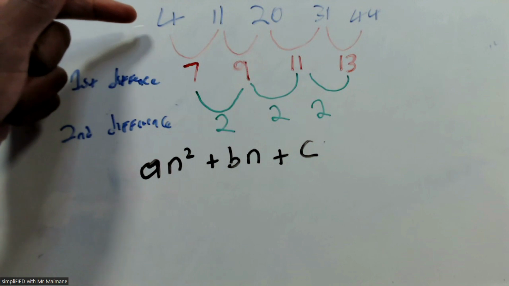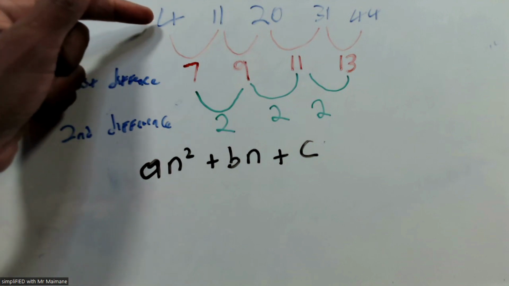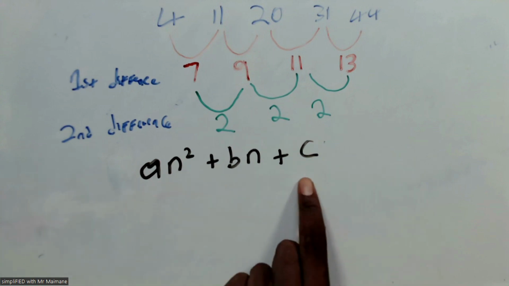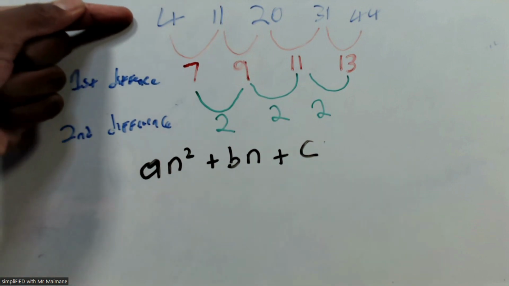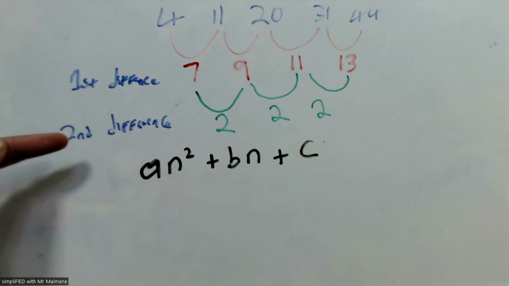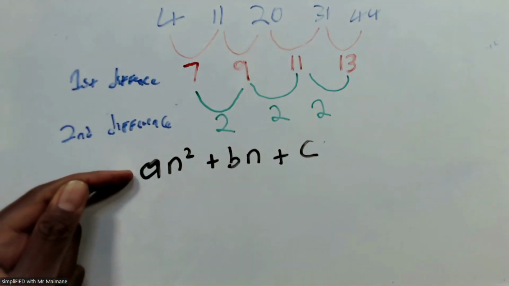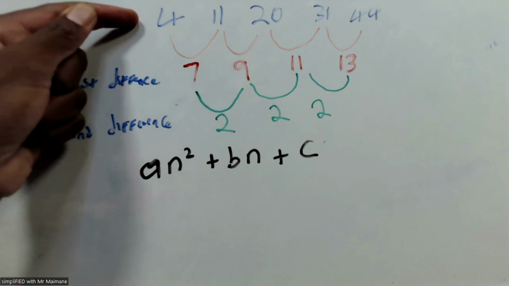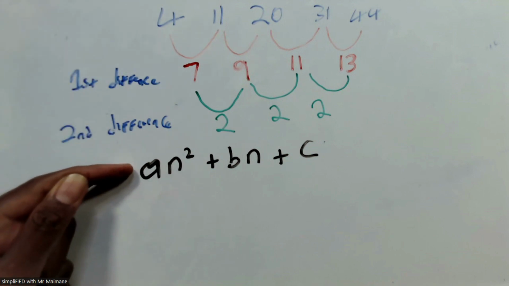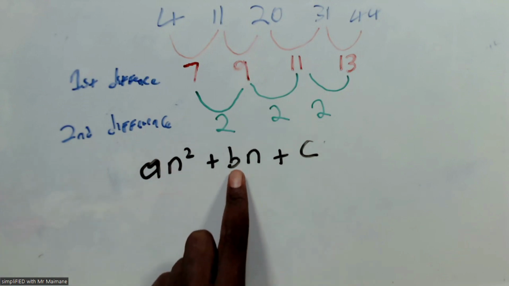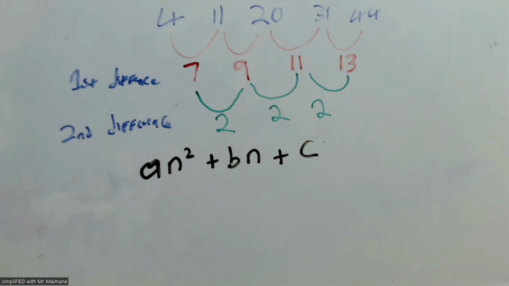So finding the nth term of this sequence is just finding a way to represent the nth term in the form of this, because we know this is a quadratic sequence, because we've proved that by showing that the second difference is constant. And we must now represent this sequence in the form of this. That would be our nth term. So now, meaning we must get the value of A, B, and C.